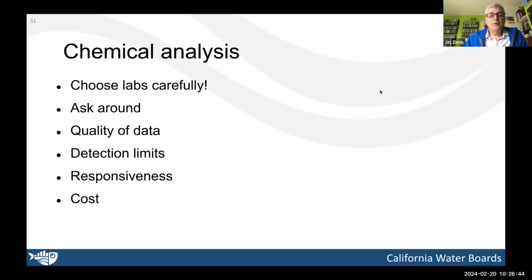On chemical analysis, it's important to choose your labs carefully. This is a good place to consult with experts. You should consider the quality of the data the lab produces, their detection limits, their responsiveness, and their cost. But if you're not careful, you might go with a lab that may be less expensive, but the detection limits are not adequate, or maybe you get a lot of non-detects for your PFAS or your PCBs, and you waste the money. So you have to be careful when selecting labs.